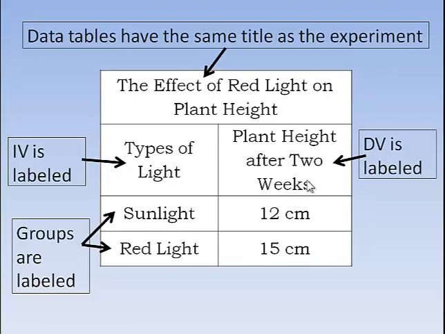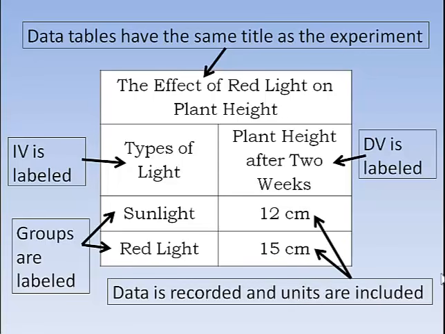Underneath the label for the DV, we're going to put our data. Notice I have units in here. If we wrote this plant height after 2 weeks in centimeters, then I could just list the numbers because I have the units up here. But if I don't put the units up here, then I have to put the units here. So there's our data with our units.